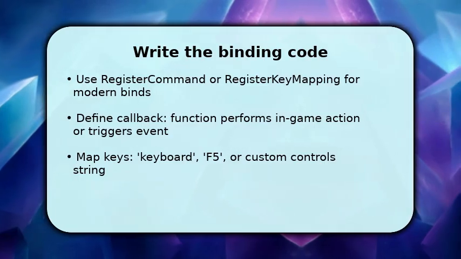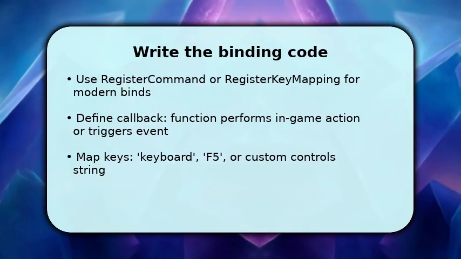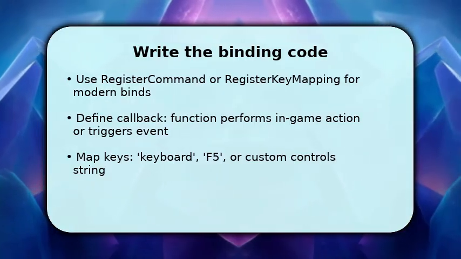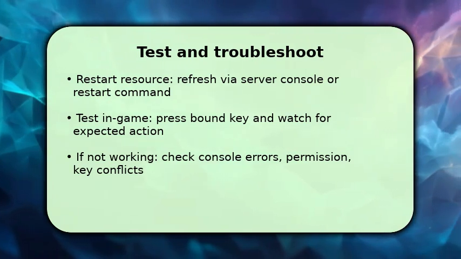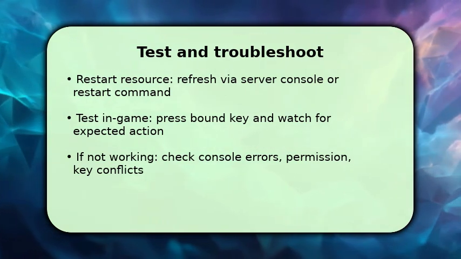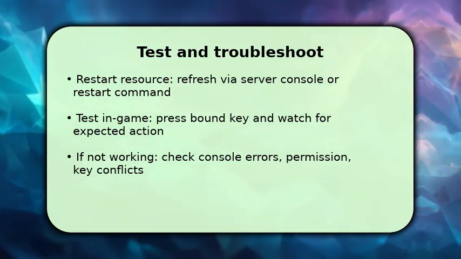Once coded, save and restart the resource so FiveM reloads the script and registers your new mapping into the controls. You finish by testing the bind in-game. Restart the resource, join the server, and press the key to confirm the action runs. If it works, document the mapping for players and optionally add a RegisterKeyMapping description.